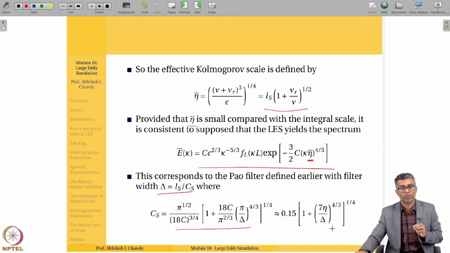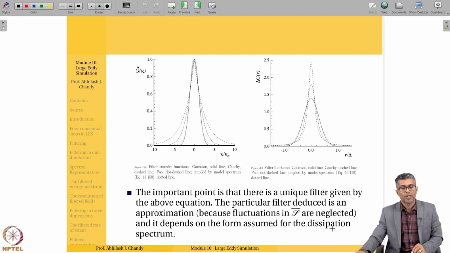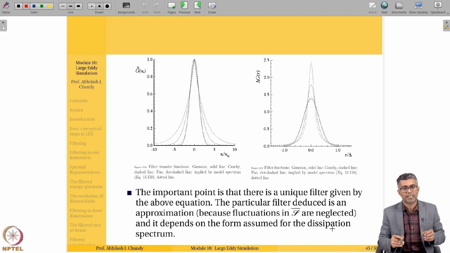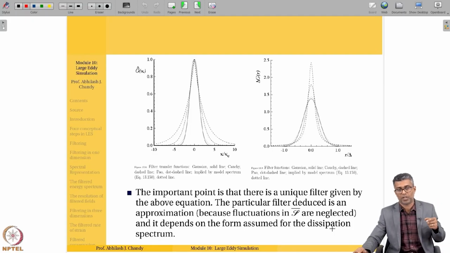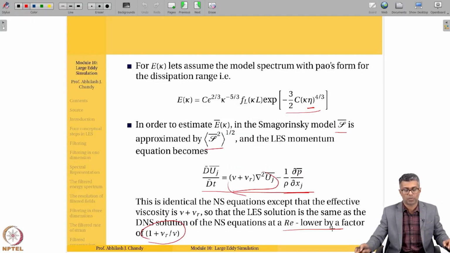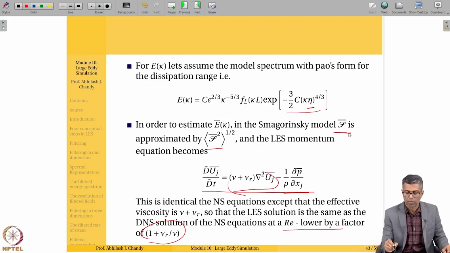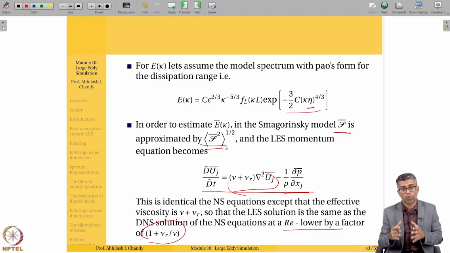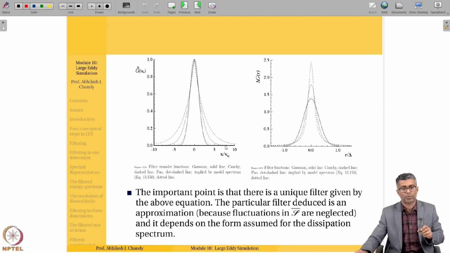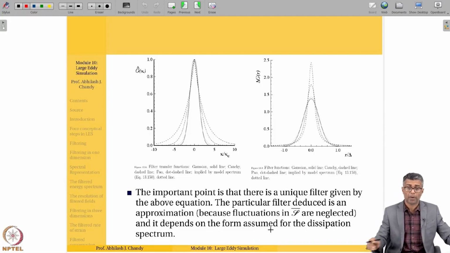So now your CS value is slightly different. The important point is that there is a unique filter given by the above equation. The particular filter deduced is an approximation because we neglected the fluctuations in S bar. We made this approximation of assuming the Smagorinsky model, S bar is approximated by S bar squared, the whole thing to the square root. Because of that, we neglected some fluctuations. But otherwise, it depends on the form assumed for the dissipation spectrum, as in the power spectrum, which is what we had defined.